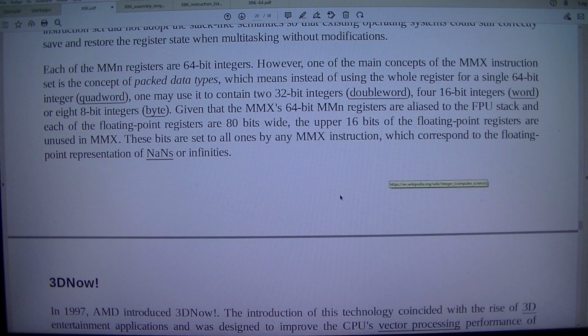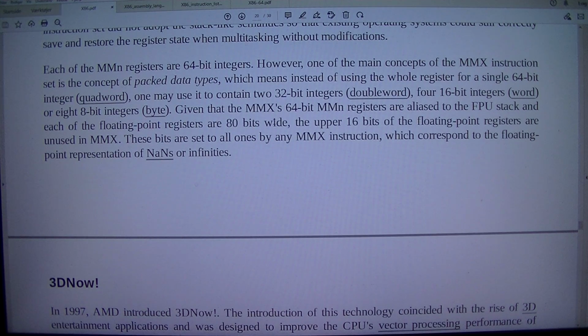However, one of the main concepts of the MMX instructions is the concept of packed data types, which means that instead of using the whole register for a single 64-bit integer, a quad word, one may use it to contain two 32-bit integers, double words, four 16-bit integers, words, or eight 8-bit integers, bytes.